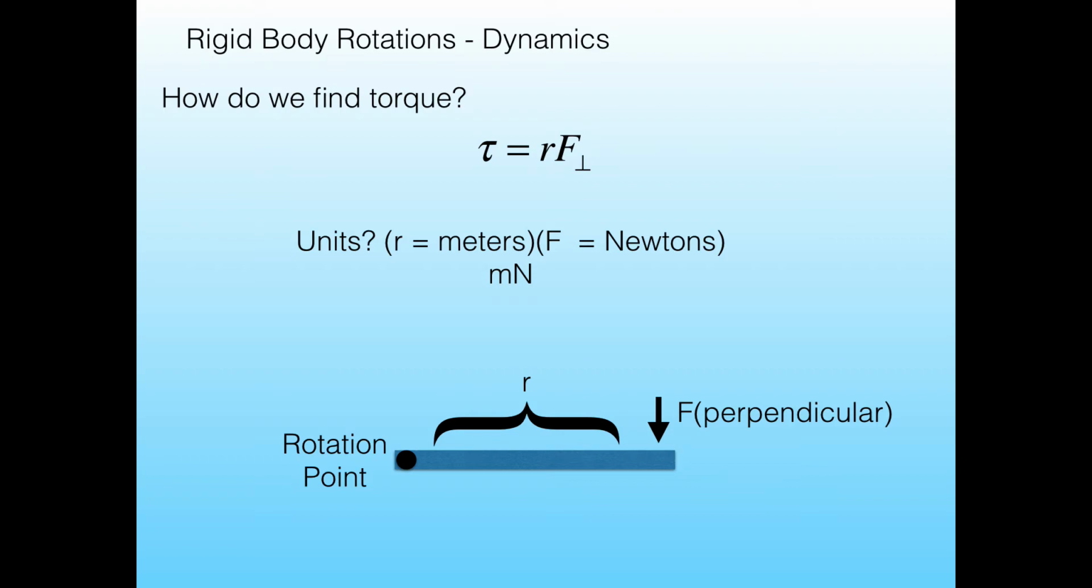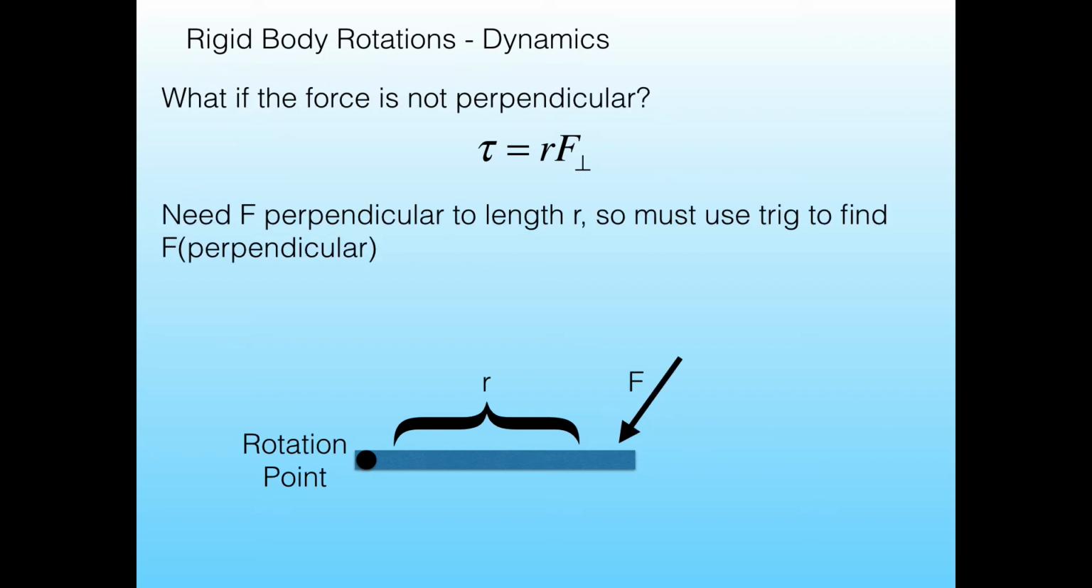What are the units of torque? So r is a distance, so it's measured in meters, and force is measured in newtons, which is kilogram meter per second squared. Putting that together, we get that the units of torque are meter newtons, and there's no other special name for it. What if the force is not perpendicular?